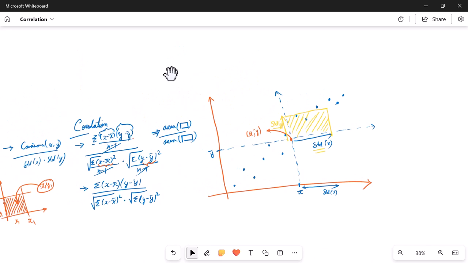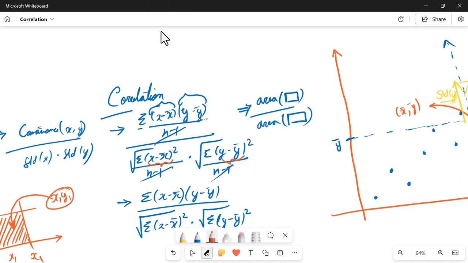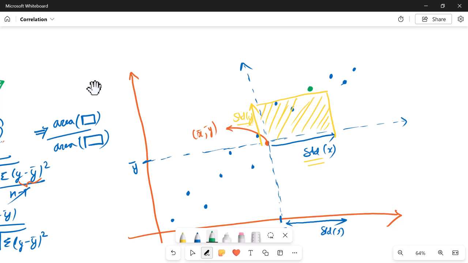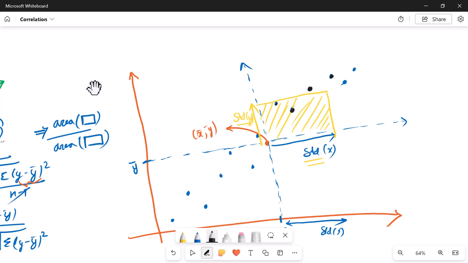Now let's move our attention to the numerator part of our formula. Let's choose another color. Green would be good. If this is not visible, then let me choose another dark color, maybe black. What we are essentially doing here is, for every x and y point that we have in our data set, we are finding the corresponding area by taking the x coordinate and the y coordinate of the point as the length and breadth of that rectangle. So for each and every point, we have to calculate the rectangular area.